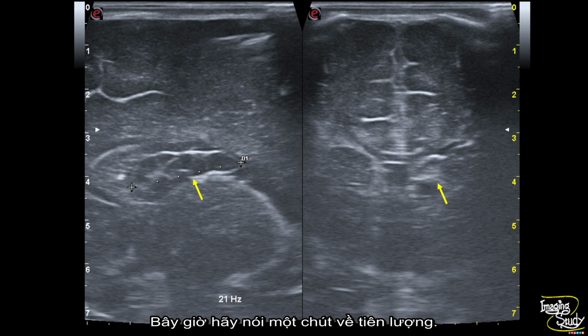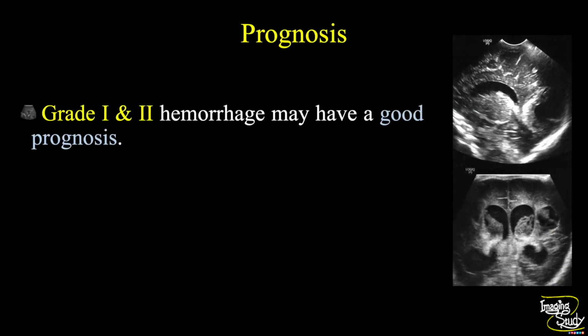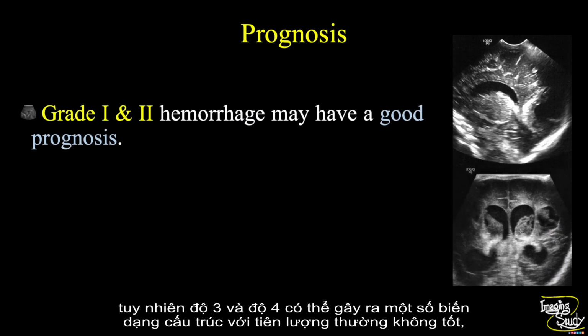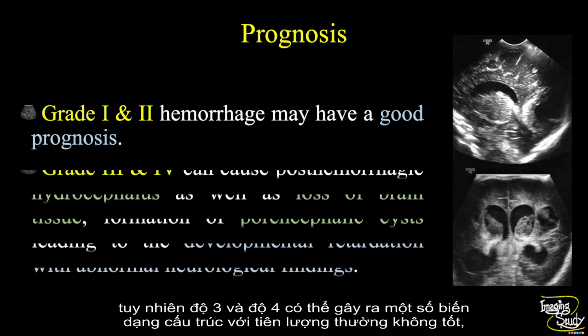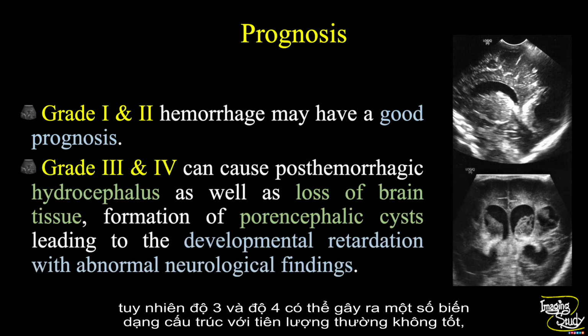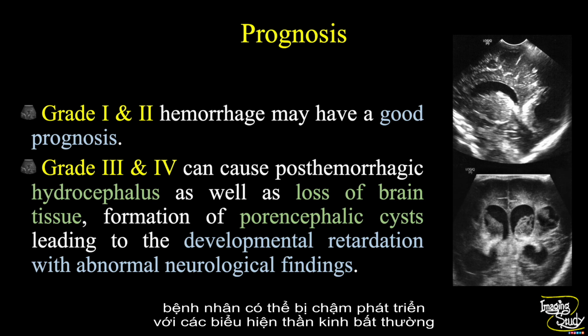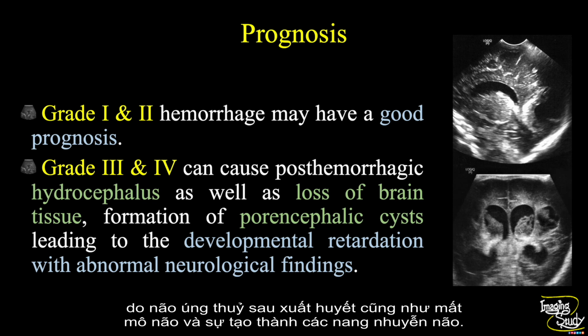Now let's talk a little about the prognosis. Grade 1 and grade 2 hemorrhage usually have a good prognosis, but in the case of grade 3 and grade 4, as you are causing some architectural distortion, the prognosis is usually not good. There can be developmental retardation with abnormal neurological findings due to posthemorrhagic hydrocephalus, as well as loss of brain tissue and formation of porencephalic cysts.